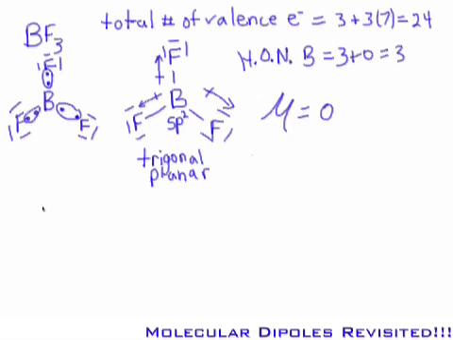Now, you have to do the same thing for the other 2 molecules. Let's do NH3. NH3 has total number of valence electrons.